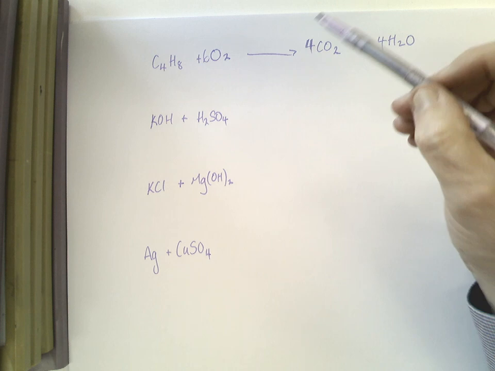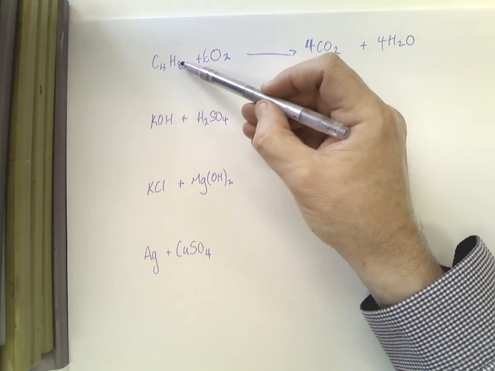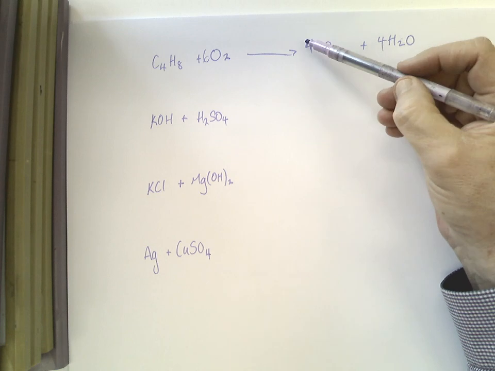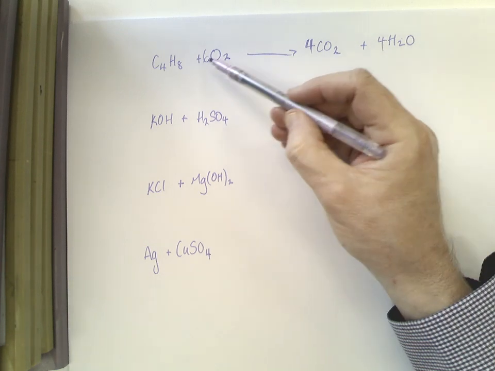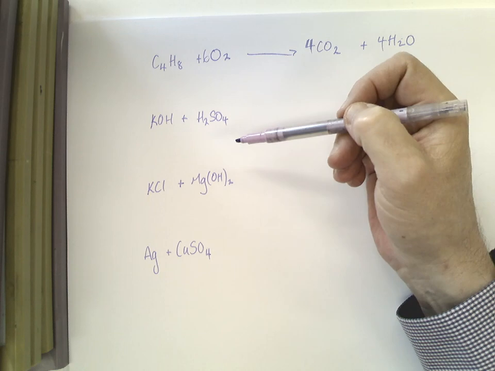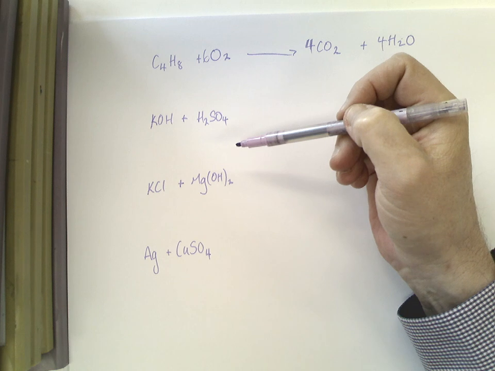So let's just go back over that again. I've got 4 carbons, I've got 4 carbons, I've got 8 hydrogens, I've got 8 hydrogens. I've got 4 times 2, 8, plus another 4 is 12, and 6 times 2 gives me 12, so I would say that that is balanced. All right, so let's have a look at our next reaction.